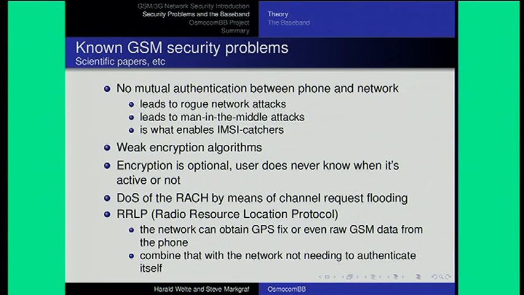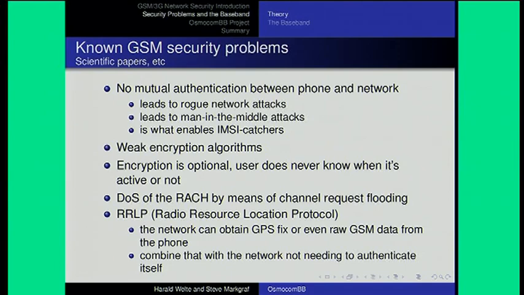In order to look at the various security problems that have been described in theory, in order to practically implement them, we now need to implement the protocol stack, and we need to implement drivers on the actual hardware to run that code. The couple of interesting security problems that have been widely spoken about is, well, there's no mutual authentication. We know that by now. That leads to IMSI catchers. It leads to man-in-the-middle attacks, rogue base station attacks, whatever you might call them.